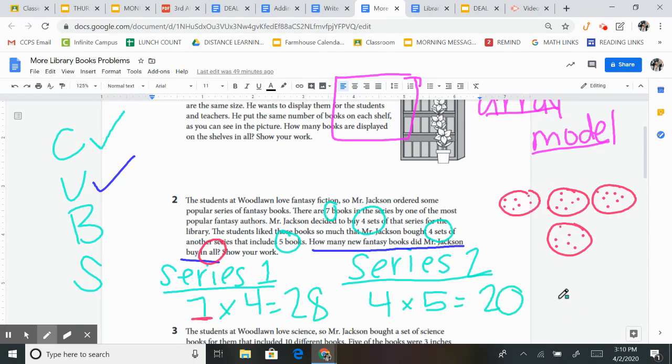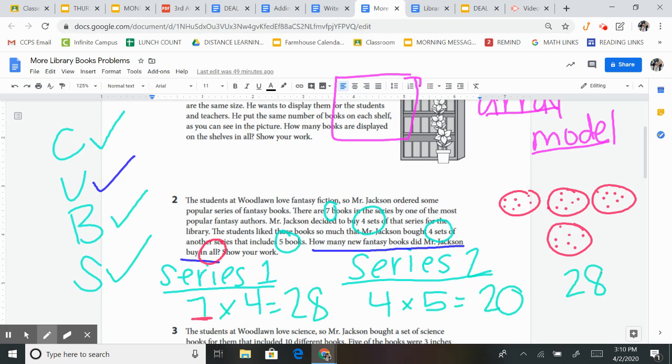But it didn't ask us how many books were in series 1 or in series 2. It asked us how many books did he buy in all. So here's where our addition comes into play. And I forgot to check this, but we did box action words. So now we are on S, we are solving. So now we have to add our product from series 1 and our product from series 2. So this is a multi-step problem. This is where our "in all" action word comes from.